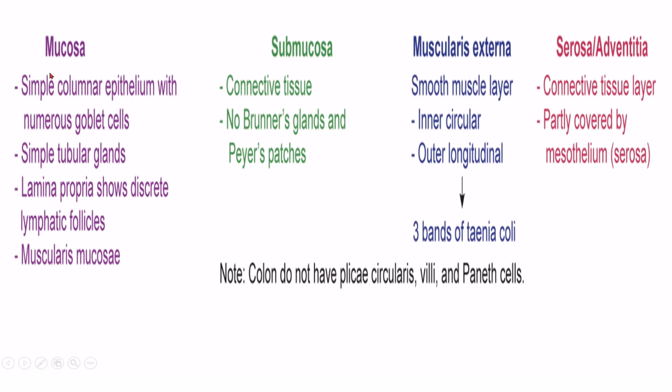Just to revise: mucosa has simple columnar epithelium, goblet cells, then simple tubular glands, crypts of Lieberkühn, lamina propria shows discrete lymphatic follicles, and muscularis mucosae. Submucosa will have connective tissue. There are no Brunner's glands or Peyer's patches like in the duodenum or ileum. Muscularis externa: inner circular and outer longitudinal. The outer longitudinal is thickened at three places to form tinea coli. Serosa is a connective tissue layer, partly covered by mesothelium. The colon does not have plicae circulares, villi, or Paneth cells.